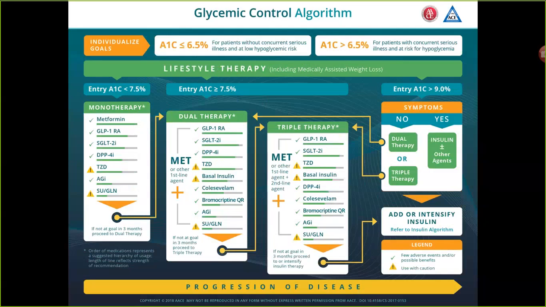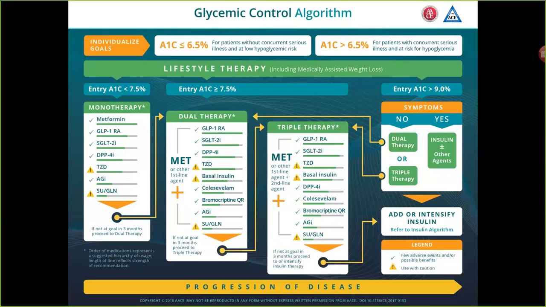One of the other things that we like on this list is the glycemic control algorithm. The ACE defines A1c goals as less than or equal to 6.5 for patients without any other complications or risk for hypoglycemia, and they recommend an A1c of greater than 6.5 for those patients who have other chronic conditions or who are at risk for hypoglycemia, like your older population. Again, the first thing on there is lifestyle therapy.